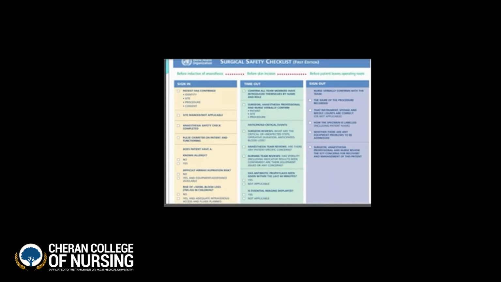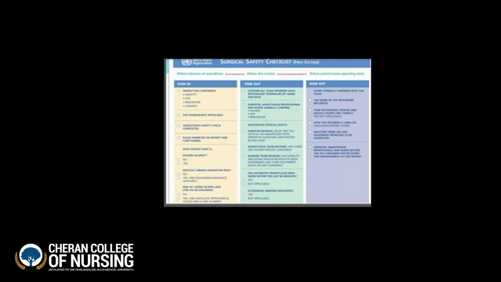And before the patient leaves the operating room, sign out. In the sign out, the nurse verbally confirms with the team. Okay, so the name of the procedure recorded, instruments, sponge, needle counts are correct, how the specimen is labeled, any equipment problem to be addressed, and concerns for recovery and management of the patient. Okay, so what management is to be given in the recovery period, it should be discussed.